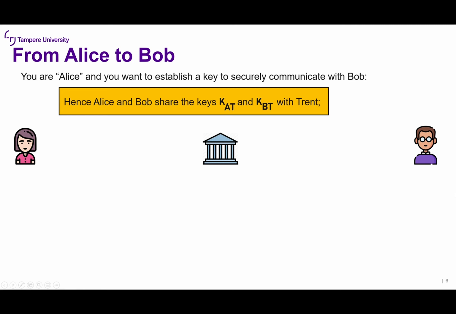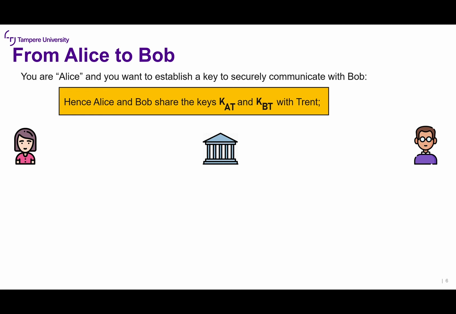In such a scenario, you can imagine what you would do in real life, right? You need to contact Trent and say that you would like to contact Bob. Now, to contact Bob, first of all, you need to establish a key, so it's good if you can also send the key. Now, you don't want anyone else to see that key apart from Trent and Bob, right?